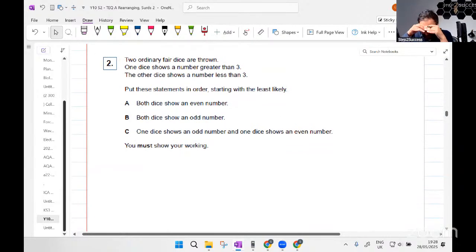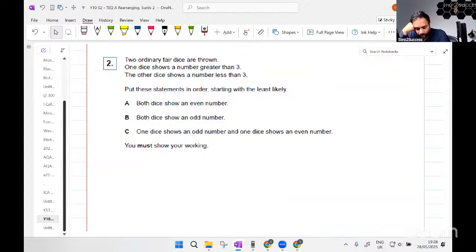Two fair dice are thrown. One dice shows a number greater than three. Okay, well, if there's an ordinary fair dice and it shows a number greater than three, then it can be four, five, or six, right? The other die shows a number less than three, so that's one or two. Put these statements in order starting with the least likely. Both dice show an even number.